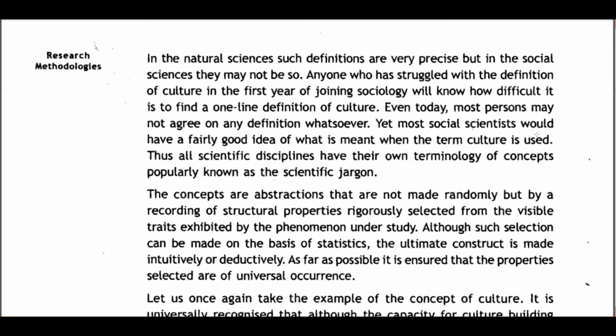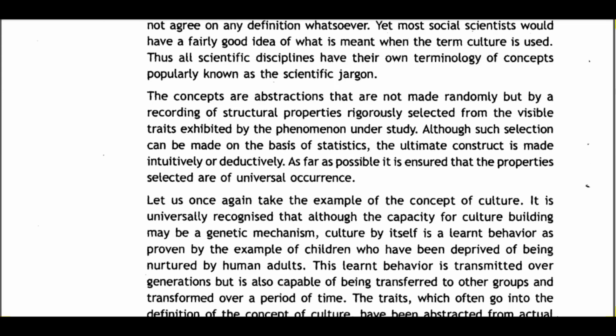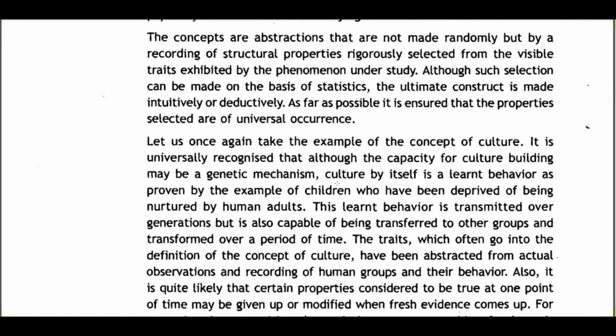Yet most social scientists would have a fairly good idea of what is meant when the term culture is used. Thus, all scientific disciplines have their own terminology of concepts, popularly known as scientific jargon. The concepts are abstractions that are not made randomly but by a recording of structural properties rigorously selected from the visible traits exhibited by the phenomena under study. Although such selection can be made on the basis of statistics, the ultimate construct is made intuitively or deductively. As far as possible, it is assured that the properties selected are of universal occurrence.